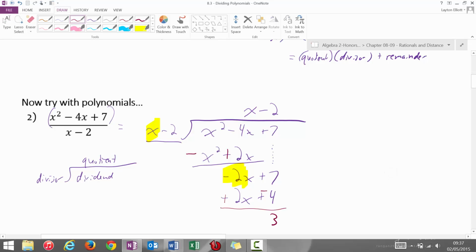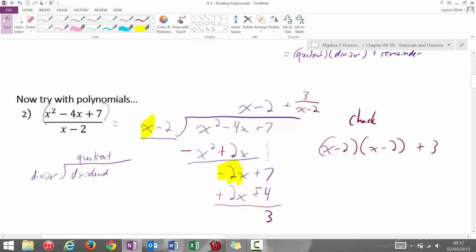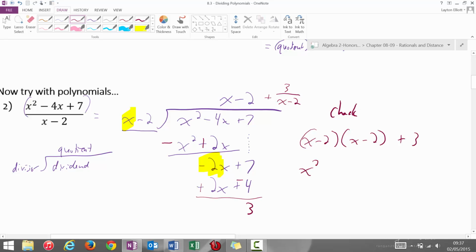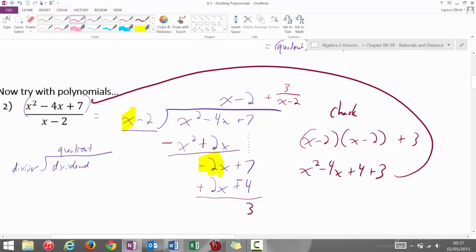So what I can say is a remainder 3, but we're going to do the same thing where we express it as a mixed number. I'm going to do plus 3 over the divisor, 3 over x minus 2. Now, if I wanted to check this, I could take the x minus 2, the divisor, multiply it by the quotient, and then add the remainder. And if I do that, I should get the dividend. x squared minus 4x plus 4, and then plus 3. And yes, that does check.